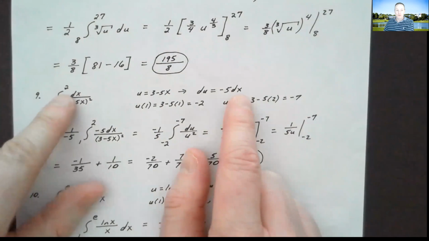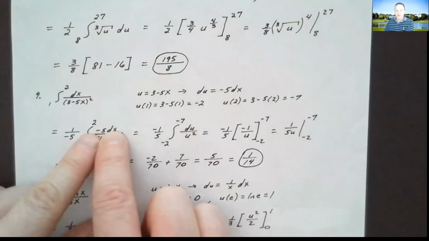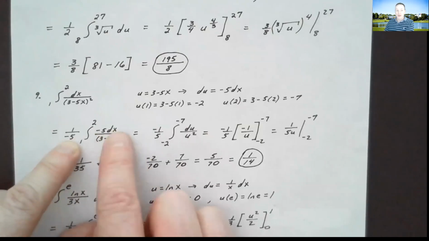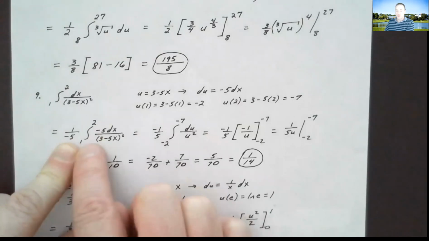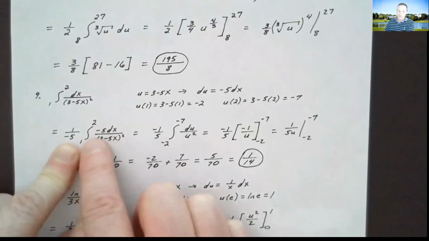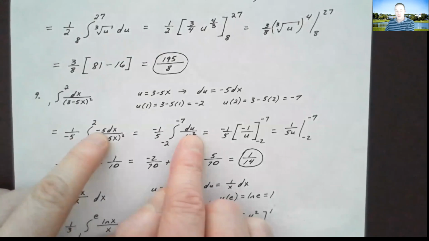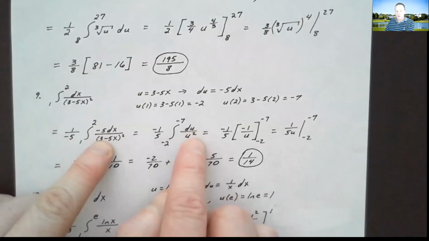So you'll see from this step to this step, all I've done is I multiplied by -5 on the inside, divided by -5 on the outside. Everything is still in terms of x, so I left my limits of integration in terms of x. But now from this step to this step, I want to get rid of x and put it in terms of u. -5 dx becomes du. The denominator is going to become u squared.